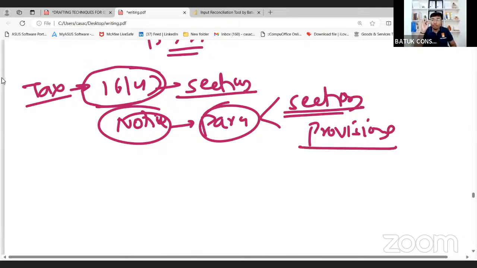Without a section, we are not going to put any para in the particular show cause notice. Okay, so that when the taxpayer files the reply to you, the taxpayer will also take the reference of that particular section, so that the order, the notice and the reply, all the things will be in a perfect way.